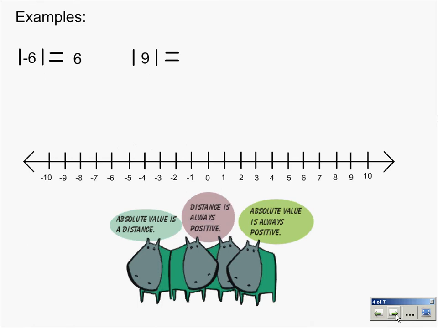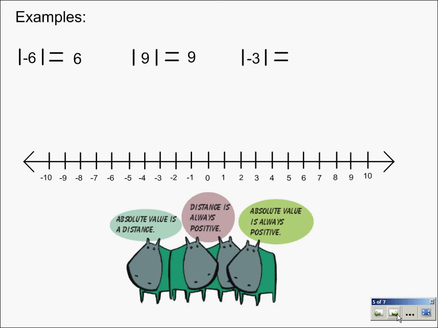Let's look at another example. The absolute value of 9. Let's count the spaces. 1, 2, 3, 4, 5, 6, 7, 8, 9. The absolute value of 9 would be 9.